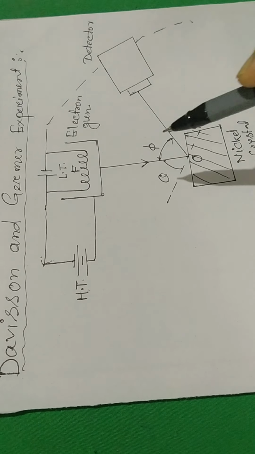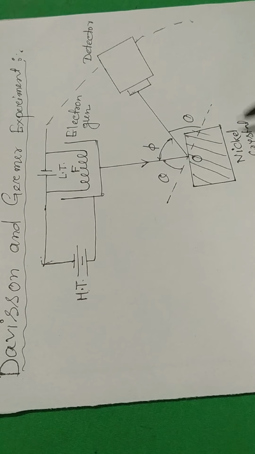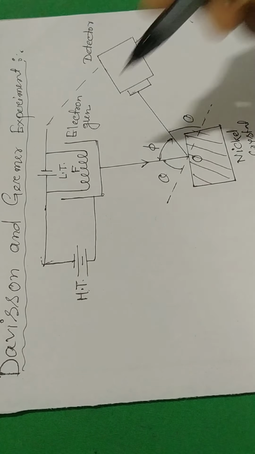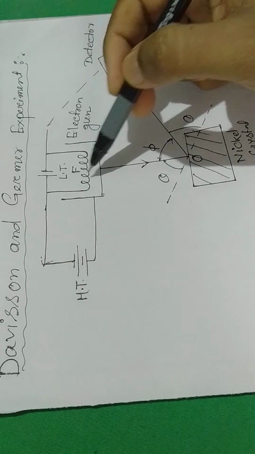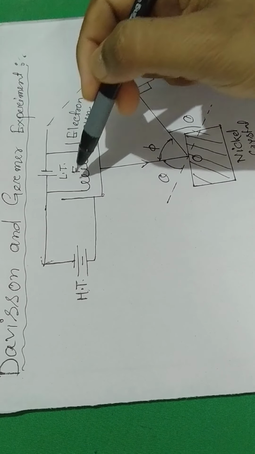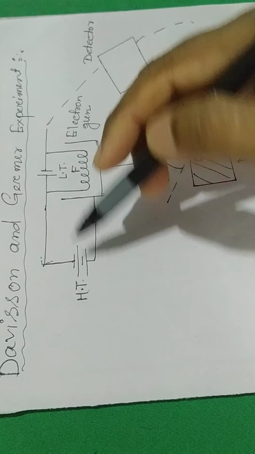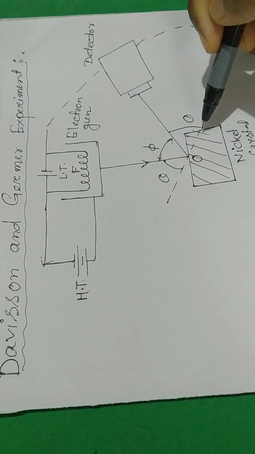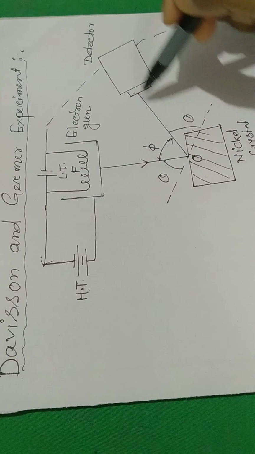The second part is the nickel crystal. The beam of electrons is incident on the nickel crystal, and the atoms of the crystal scatter the beam in all directions. So the electrons from the filament, heated by low tension, are accelerated using the high tension, and when they fall on the nickel crystal, they are scattered.